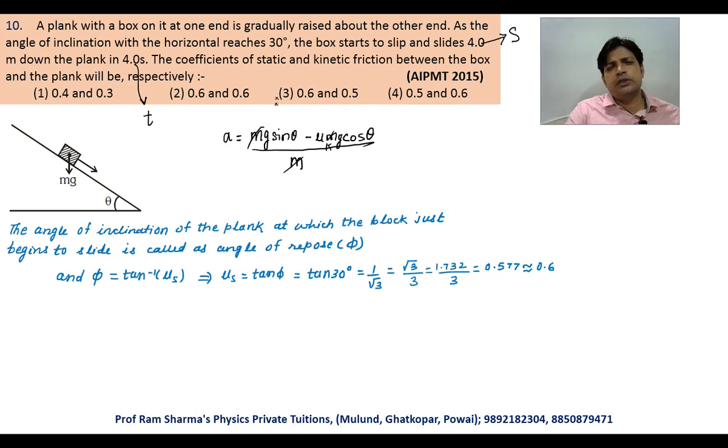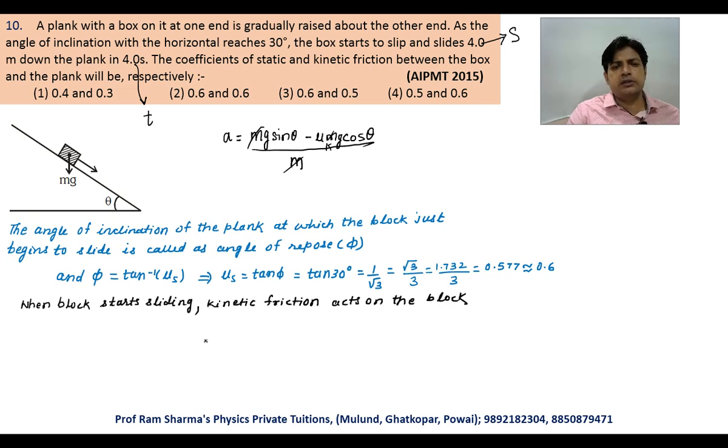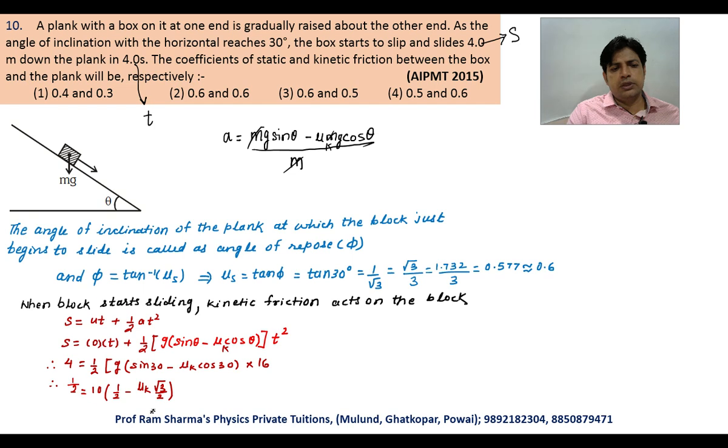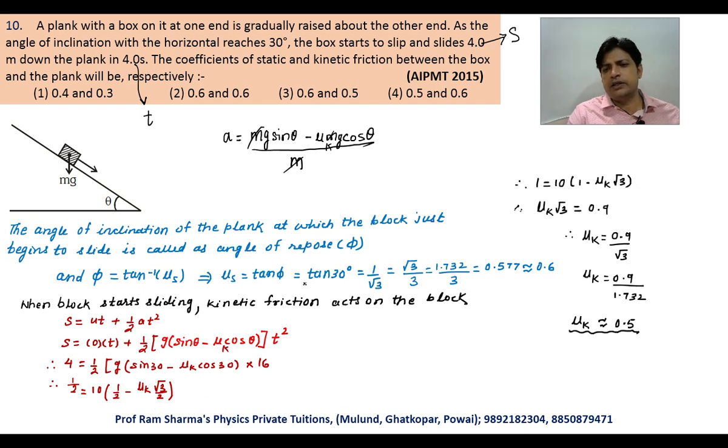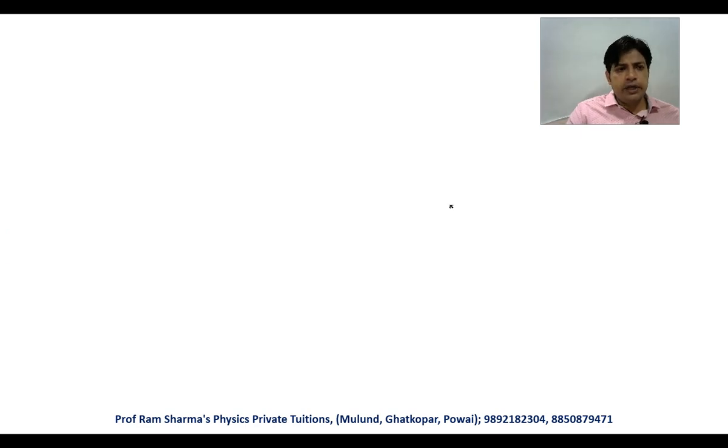Now once the block has started sliding, you just use the formula s equal to ut plus half at square, and you will get the answer, right? So this is what you solve and you'll get the answer. This is the solution here. You can just go through it. I've already solved it so that we can save time. Next, 11th one.